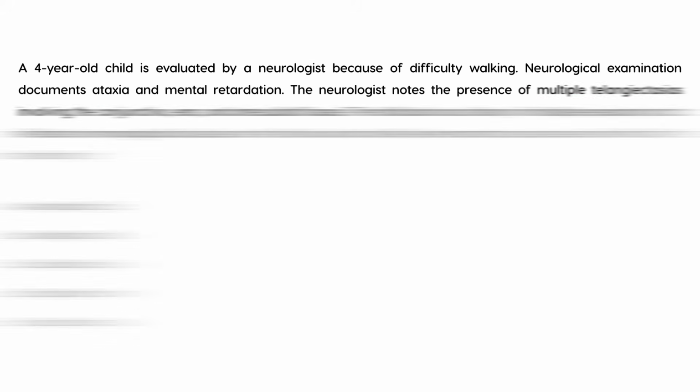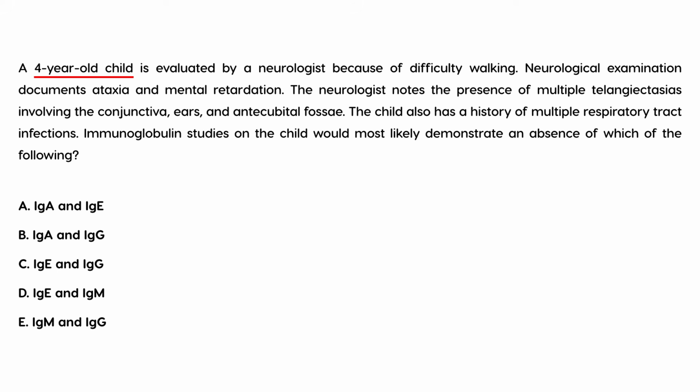And then finally, a 4-year-old child is evaluated by a neurologist because of difficulty walking. Neurologic exam documents ataxia, mental retardation. The neurologist notes the presence of multiple telangiectasias involving the conjunctiva, ears, and antecubital fossa. The child also has a history of multiple respiratory tract infections. Immunoglobulin studies on the child would most likely demonstrate an absence of which of the following?